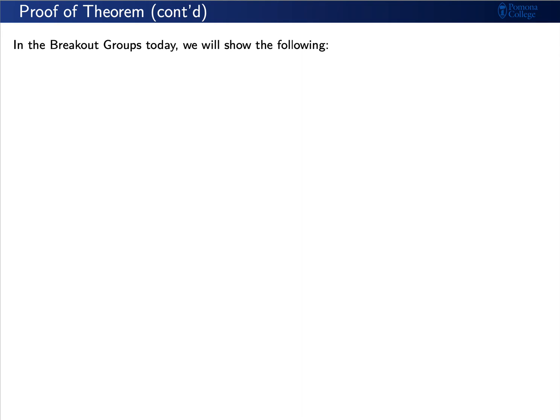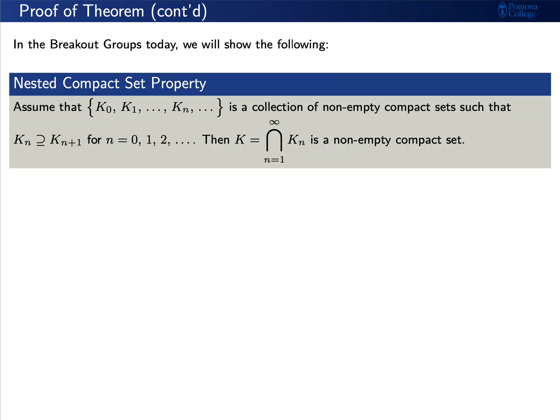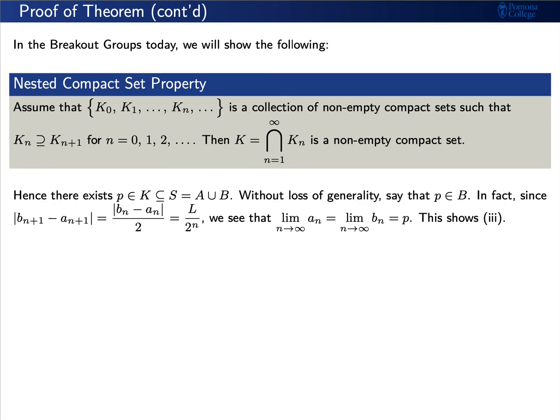In the breakout groups today, we're going to show the following. Let's assume that we have a collection of non-empty compact sets where K sub n contains K sub n plus 1. Then K, which is the intersection, is also a non-empty compact set. In the case that we care about, this means that there exists some element p in this intersection K, but of course K is contained in S, and S we know is equal to the union of capital A and capital B. Without loss of generality, say that lowercase p is an element of capital B.